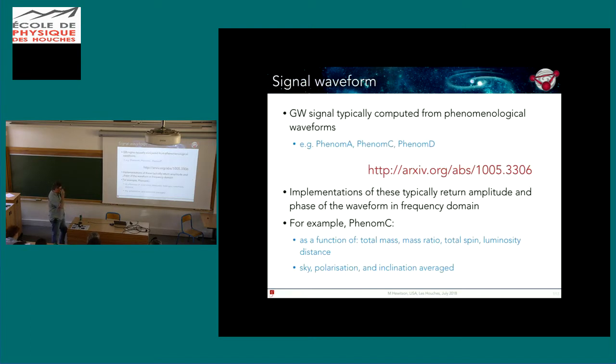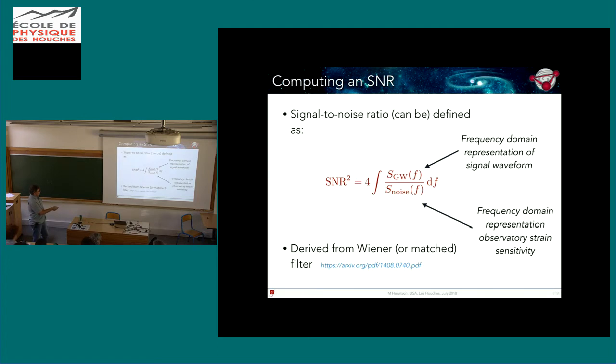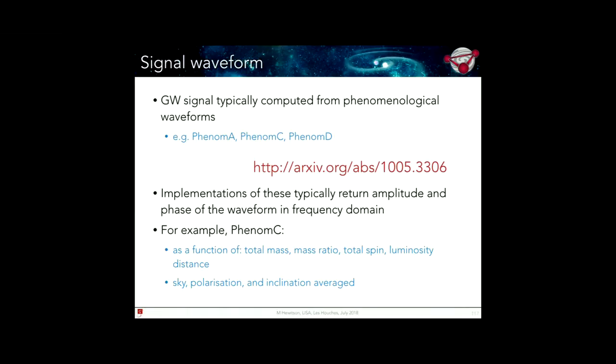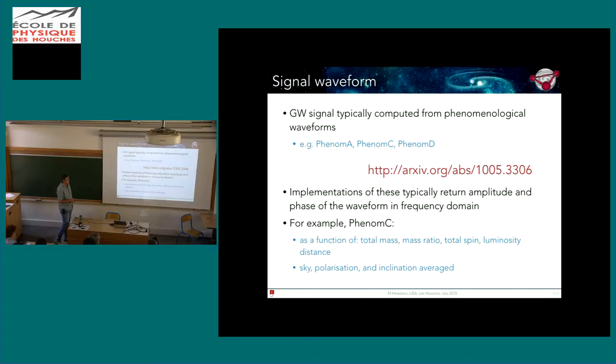So if you take that and you want to actually do it in a practical way, you need a formulation for what your signal looks like in the frequency domain. We've already seen how to produce this one for the noise. The signal one is often done, in particular for binary signals, using phenomenological waveforms. I've listed 3 here that I know about at least. I've given you a reference. You can go off and read about one of those. I think it's phenom-C, this reference.